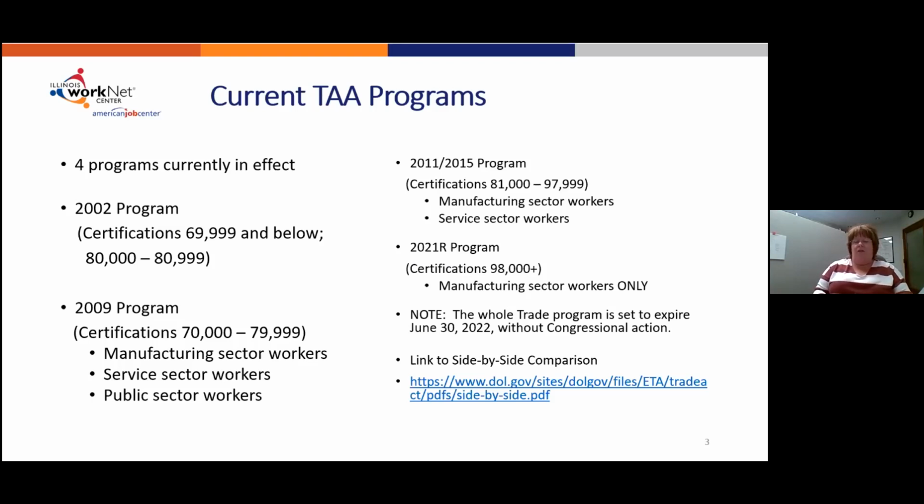We have a highlight slide on that, and we will cover them in depth in another presentation in the future. So one thing to note, the trade program is set to expire on June 30th of 2022 if Congress does not act to reauthorize it. So we're hoping they do something. And here we have a link to the DOL website where that side-by-side comparison chart is located. Feel free to go there or use the copy that we have provided in the link in your chat box.